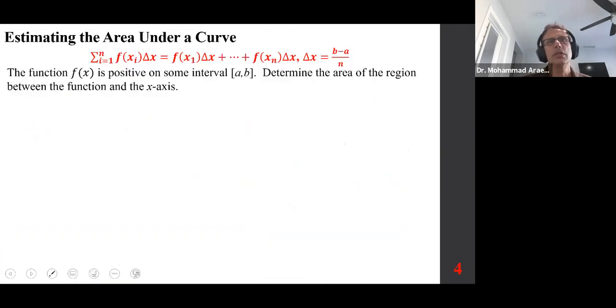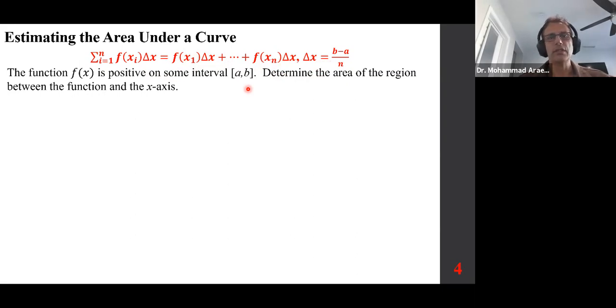So to illustrate this fact, again, let's first write the area. The area under a curve is estimated by this. So summation of f of x_i times delta x as i goes from 1 to n is f of x_1 times delta x plus f of x_2 times delta x plus up to the last one, where delta x is b minus a over n. So the function is a positive function in some interval of a to b. We want to find the area between the function and the x-axis.